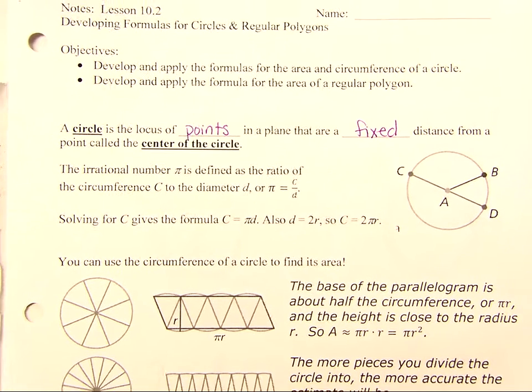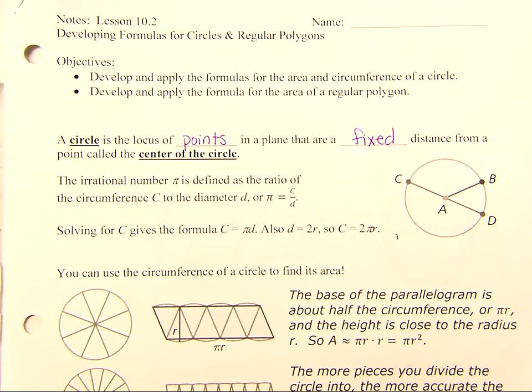Okay, in lesson 10.2, we're going to take a look at developing our formulas for a circle and a regular polygon. And again, for the most part, we're going to be looking at area, but we're also going to talk about some circumference and some perimeter.